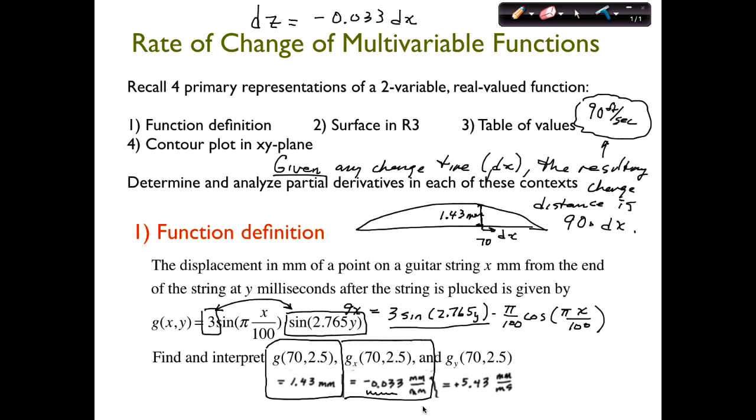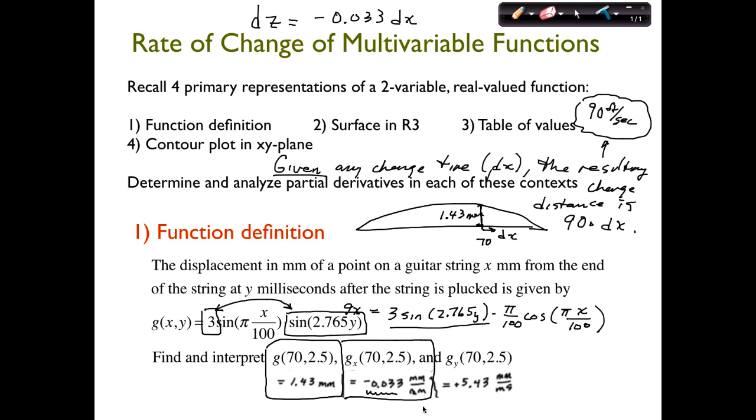Do you want to try again? Okay, who else wants to try? Chandler, want to try? Okay, Chandler, here we go. So at 70 millimeters from the end of the string, the change in displacement is equal to 5.43 times your change in time.